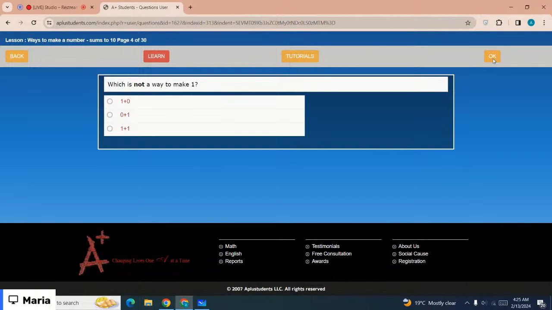The correct option is not a way to make 1. You don't have to make 1. The correct option is 1 plus 1, because that's the only option that does not make 1, right? Very good.